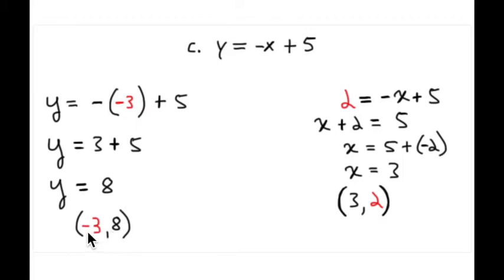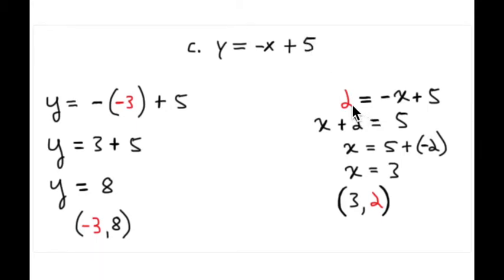So when the x coordinate is -3, the y coordinate is 8. So once again, this is a point that's on the graph of this equation. This point is also a solution to this equation. The coordinates are a solution to this equation.